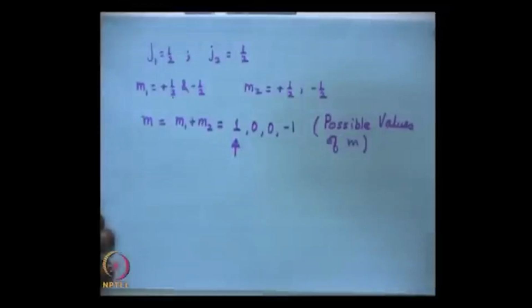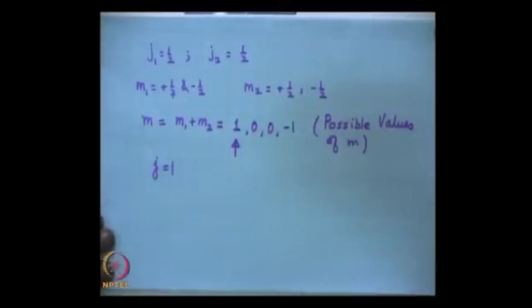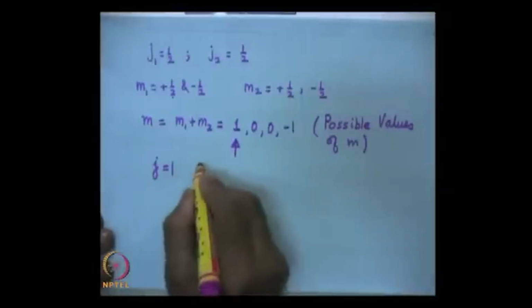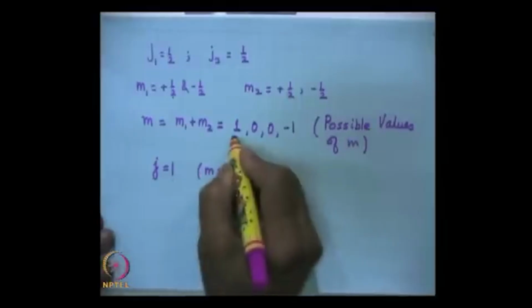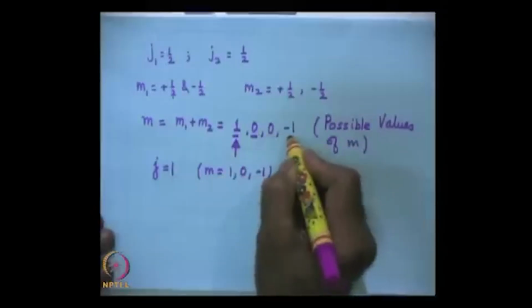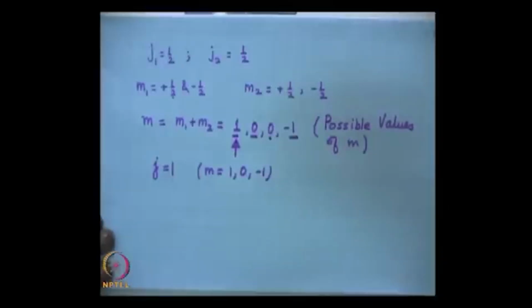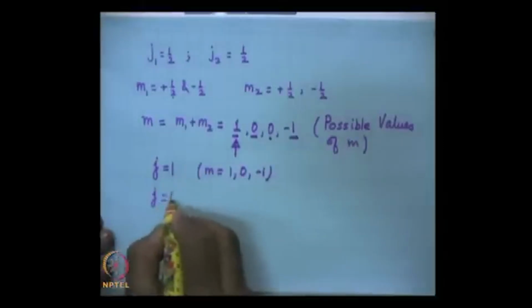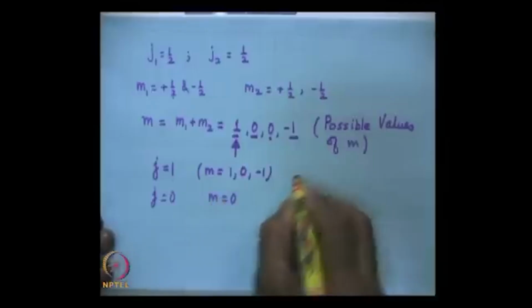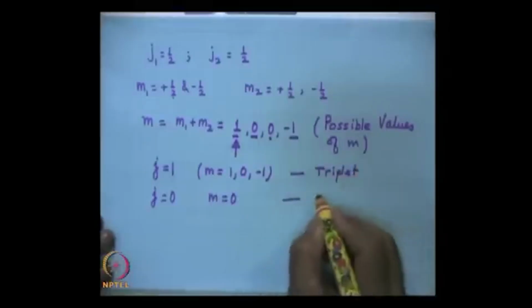So, the maximum value is 1. So, we must have j equal to 1, but when j is equal to 1, m can take values 1, 0, minus 1. So, one of these values is taken. Now, there is 1, 0 which is left. So, you will have j equal to 0 and m equal to 0. This is known as the triplet state, and this is known as the singlet state.